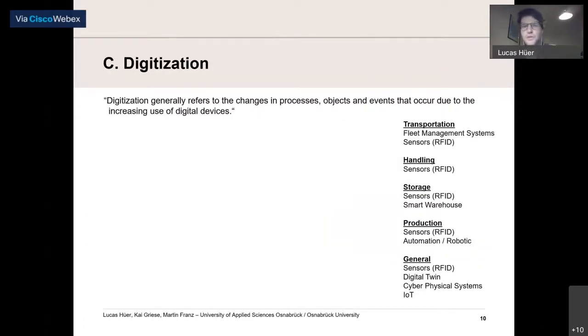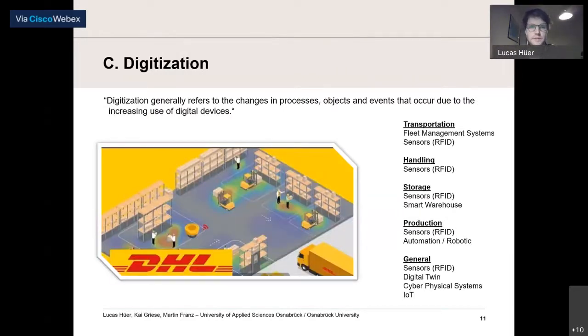The third solution field is digitization, which we defined in our paper as something that generally refers to changes in processes, products, or objects that occur due to the increasing use of digital devices. I think everyone has heard of the word. One very good example here is cooperation of DHL with some suppliers in Singapore.